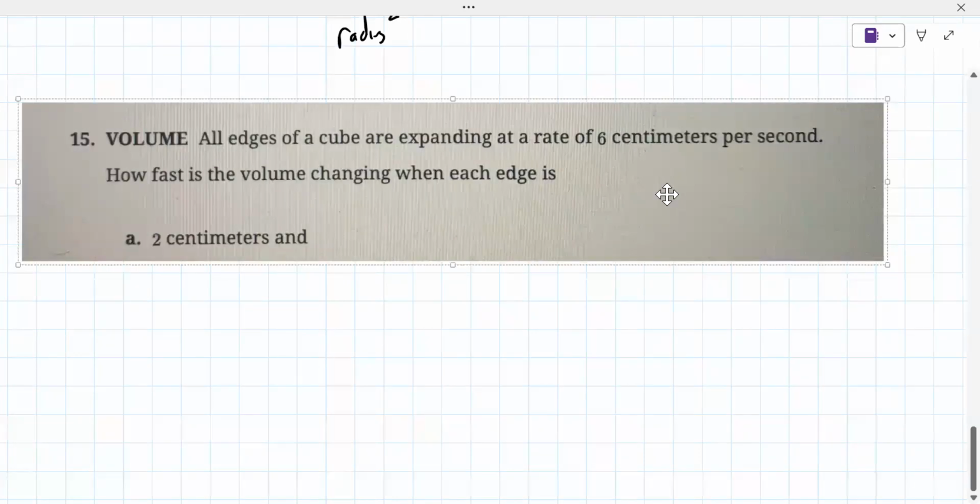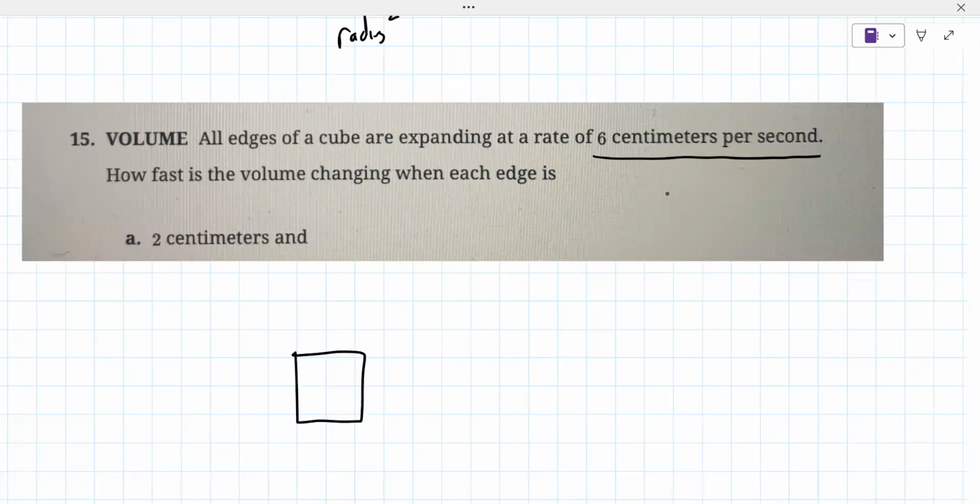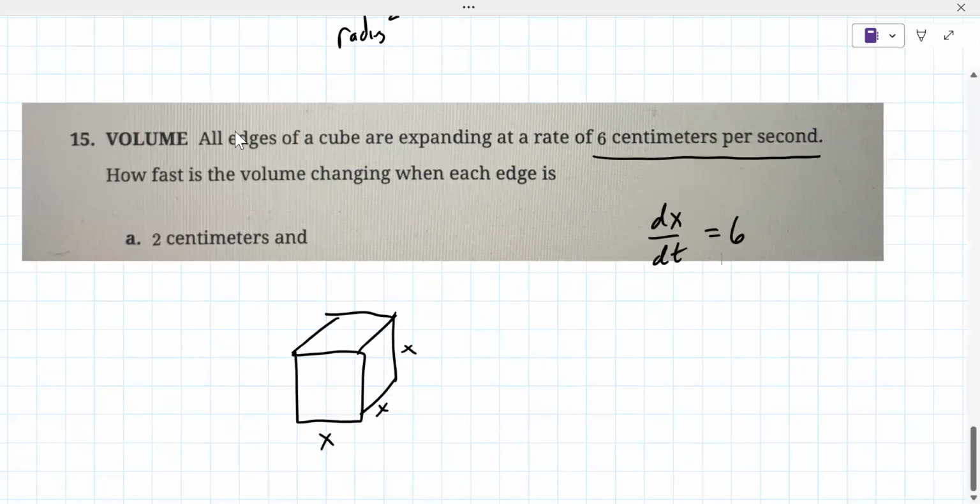All edges of a cube are expanding at a rate of 6 centimeters per second. So that's like a cube here, with sides x, x, x. That means dx/dt is 6. The edges refer to the side length, and the side length is x. What's implied here is that you know how to find the volume of a cube, which is x cubed.